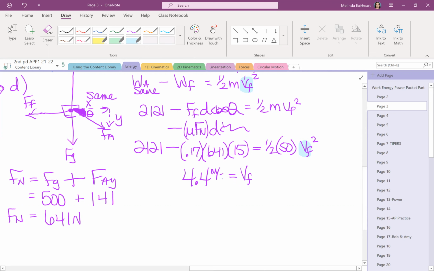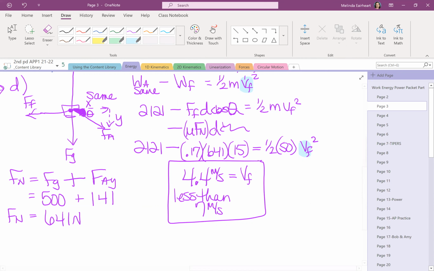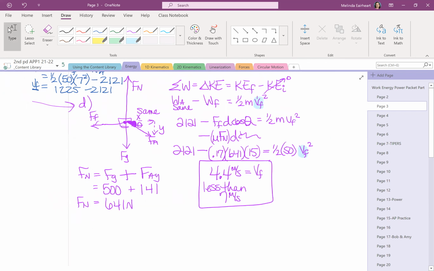4.4, which is less than 7 meters per second, which is good. More friction, it should slow down. Less than 7. Did everybody else get 4.4-ish? Yeah, okay. Okay, let's keep the practice going.